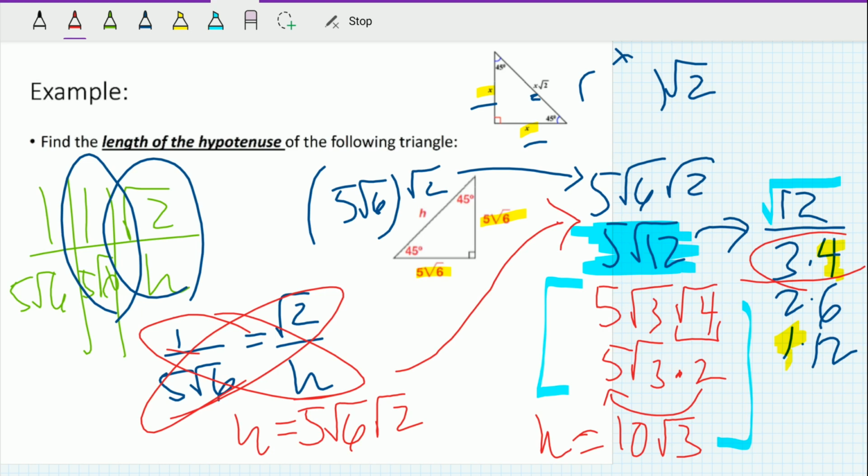So for those of you that did it the table way, all you have to do now is take it from here and just follow the work, because it's pretty much the same thing. So my final answer is going to be 10 square root 3. And we get it both different ways.